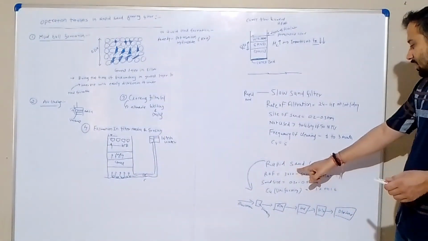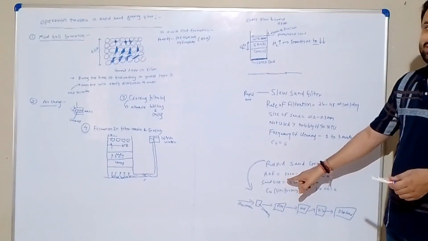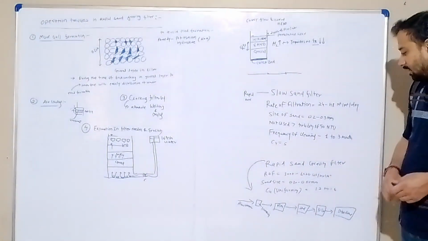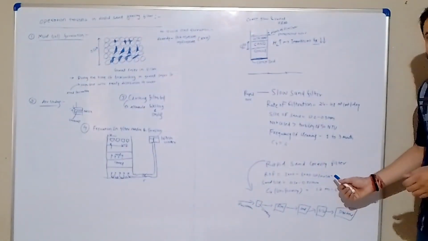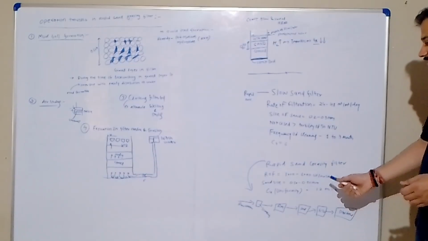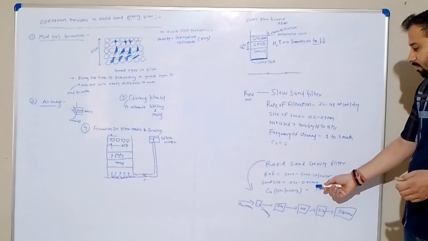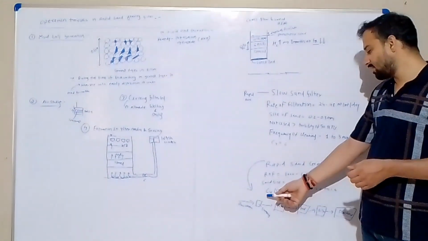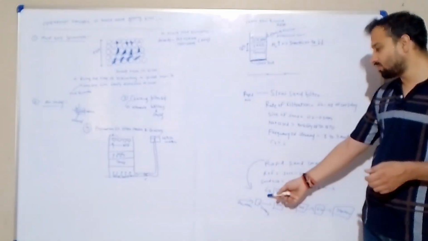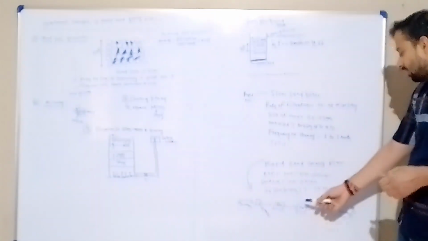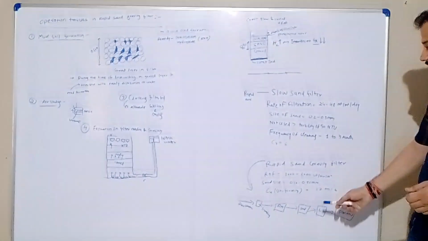In a rapid sand gravity filter, the rate of filtration is 3000 to 6000 liters per meter square per hour, and the sand particle size is 0.30 to 0.5 mm, which we discussed earlier. The coefficient of uniformity for the rapid sand filter is 1.2 to 1.6.